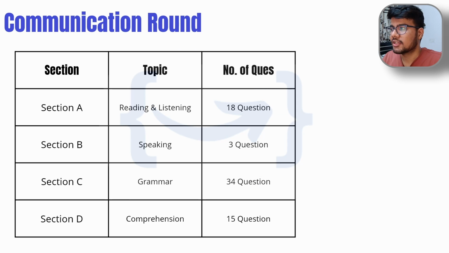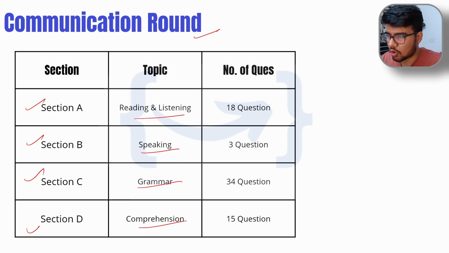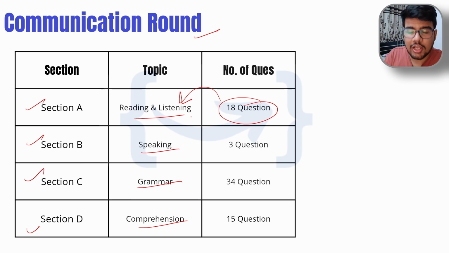So the communication round will have section A, section B, section C, and section D. There are 4 sections: reading, listening, speaking, grammar, comprehension. 18 questions are from reading and listening, where you need to read or listen, then they will give you some questions you need to mark. Okay, I will show you the demo questions as well. Stay tuned till the end.